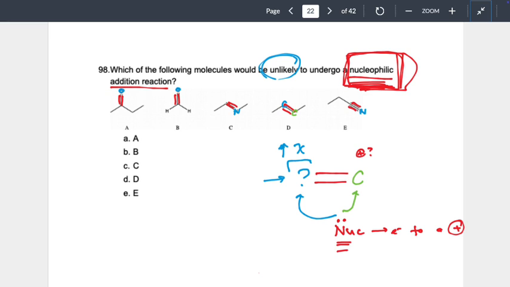And the reactivity of the alkene is now that I have pi electrons. The alkene will now act as the nucleophile, which means D will do addition reactions, but not reacting with nucleophiles, reacting with electrophiles. Does that make sense?